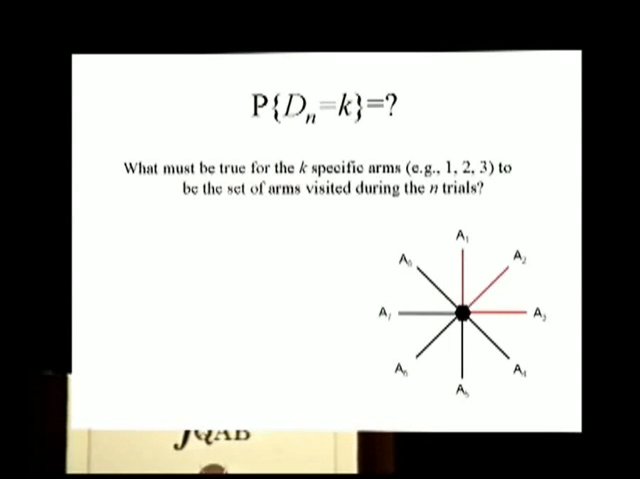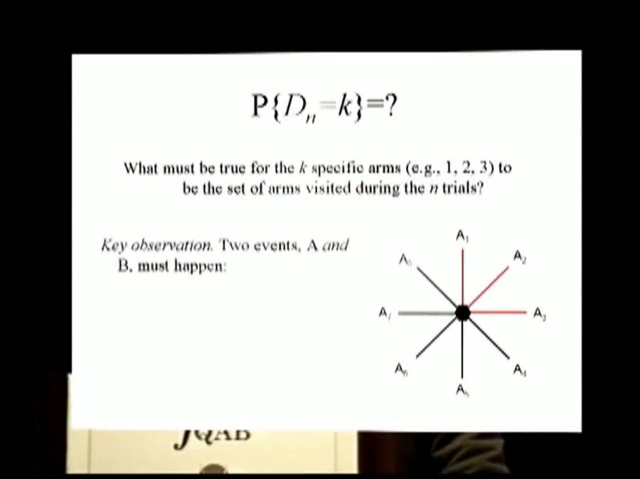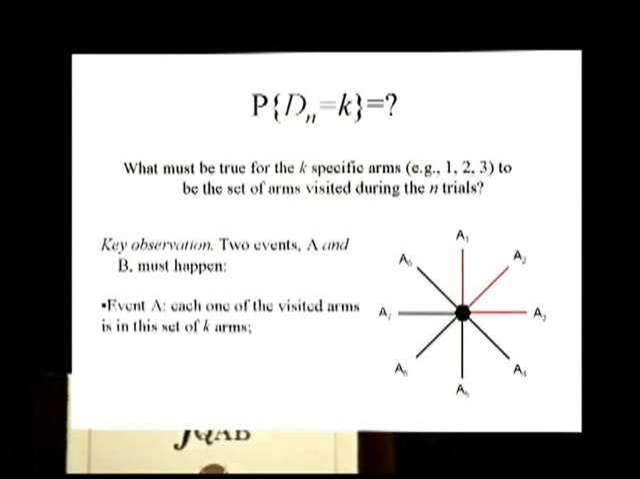What must be true for the rat to visit only these arms during n trials? Two events must happen, A and B. Event A is that each one of the visited arms is among this set of K. So each one of the arms that the rat visited, it's one of these. But that's not sufficient.